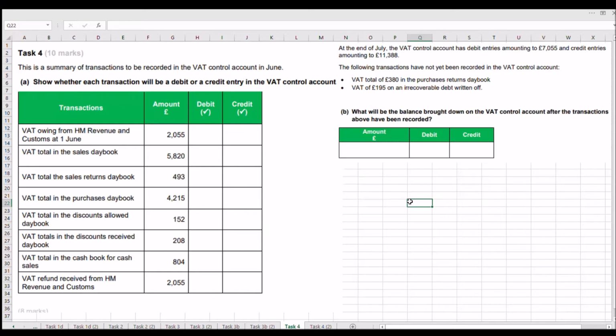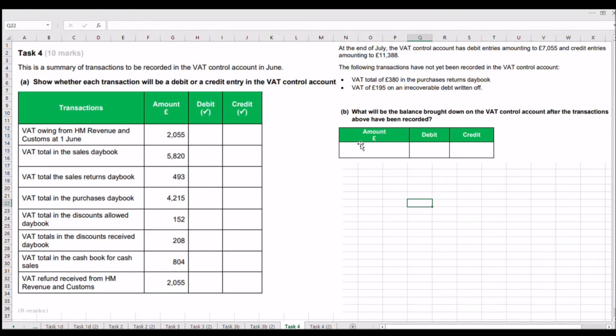So this is a VAT control account question here. You've got some entries from various daybook questions. These things wouldn't be appearing in the books that you will tend to have for the Principles of Bookkeeping Controls unit. They'll be done in the Business Transactions unit, or the Introduction to Bookkeeping unit. And so you need to put in these ones to decide whether they're debits and credits in there.